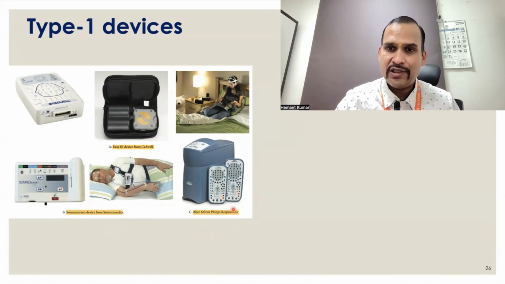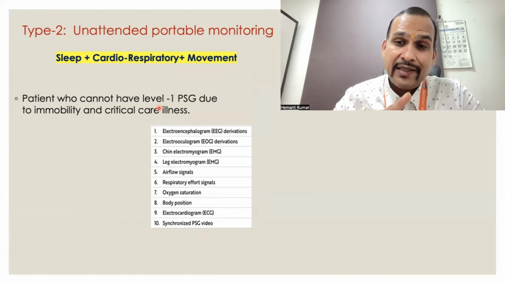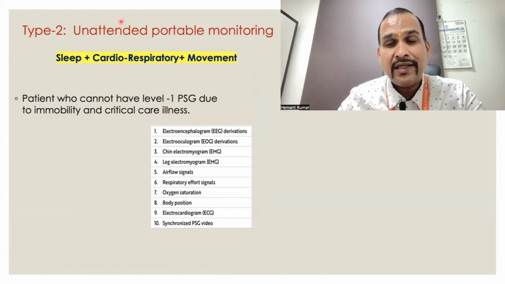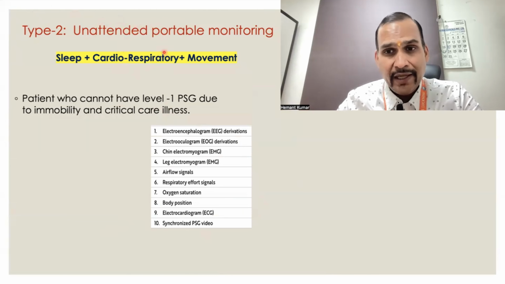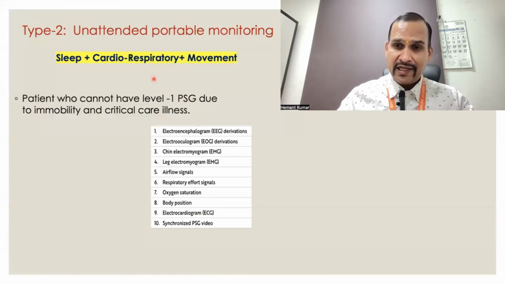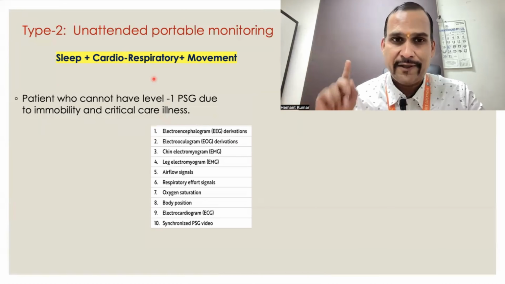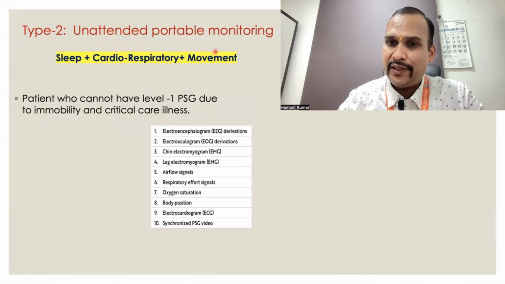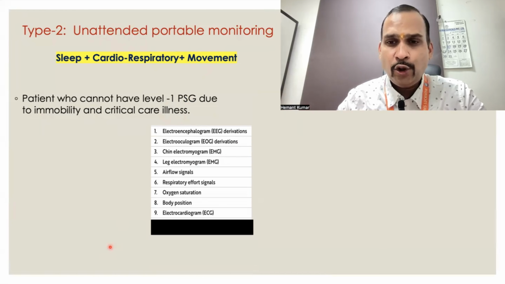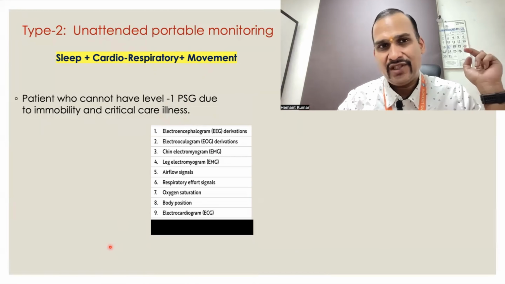Now type 2. Type 2 is same as type 1. Only difference is it is done at home. Type 1 was done in hospital. Type 2 is done on a home basis. If it is done at home, there is no supervision. There is no technician. The technician will go and attach all leads, but will not stay. So this is unattended portable monitoring, and there is no videography. So all the channels are there, but there is no video recording and no technician. This is type 2.